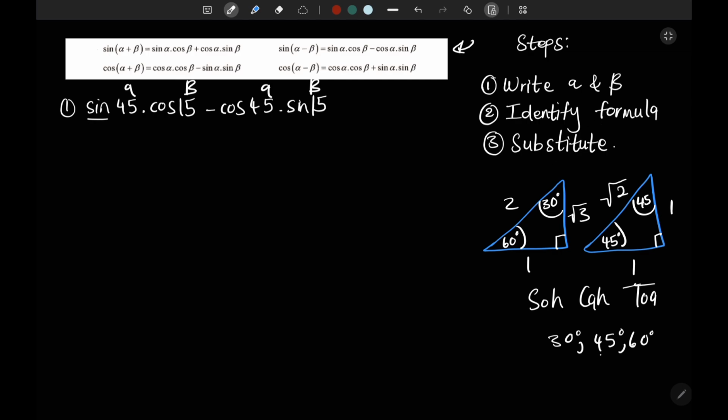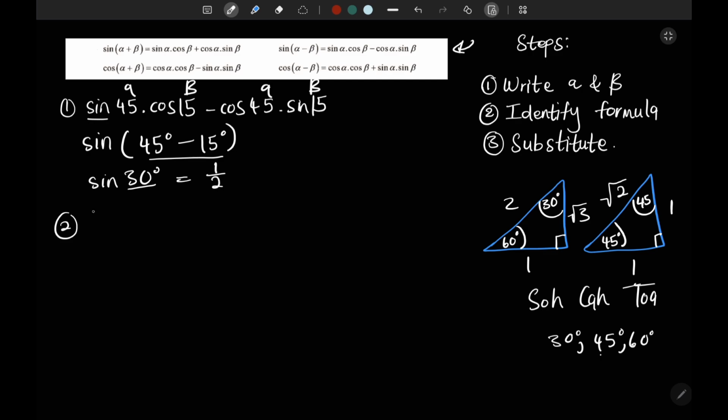Step 3, substitute. So in this formula, we have sine(A minus B), right? So we start by writing sine, what is our A? 45 degrees, minus, what is our B? 15 degrees. 45 minus 15 is 30, so you can write this as sine 30 degrees. However, this isn't your final answer, as this is a special angle, so you can use our special triangles. There's a 30 degrees in your special triangles. Sine is equal to opposite over hypotenuse. So sine 30 is equal to 1 over 2.